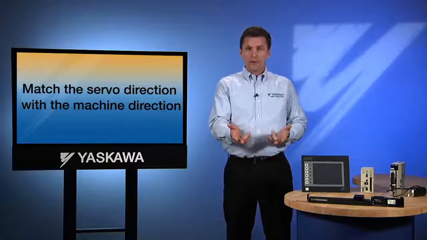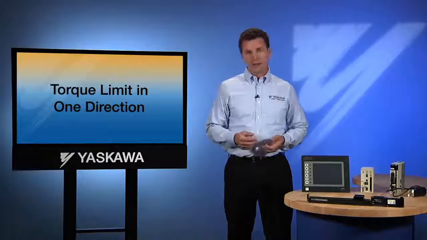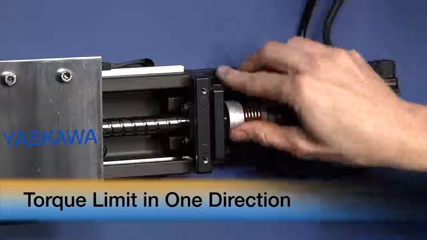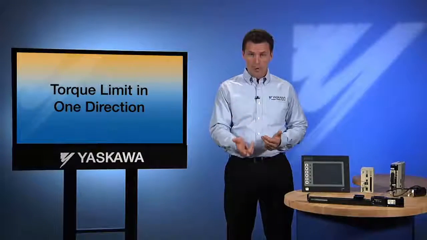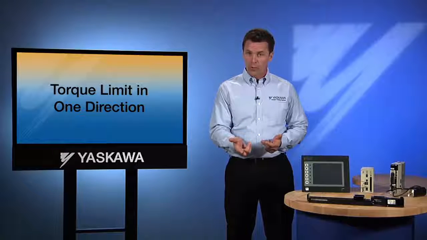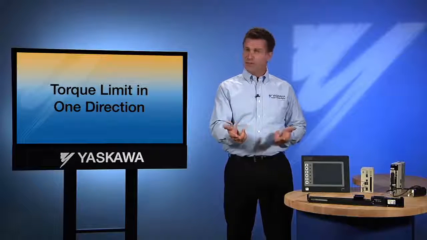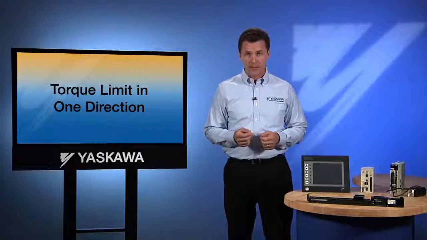For example, the servo may use a protective torque limit in one direction, but not in the other. I can manually overpower the motor in one direction, but I can't overpower it in the other direction. So you can see why it's important to understand which direction is forward and which direction is reverse. In some circumstances, this could create catastrophic damage to your machine if not properly configured.